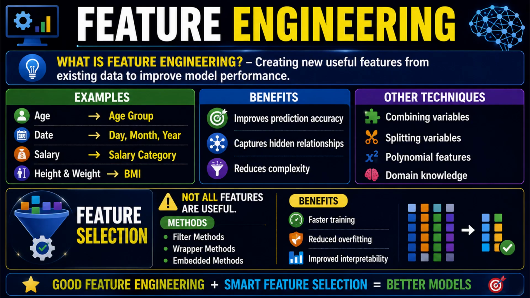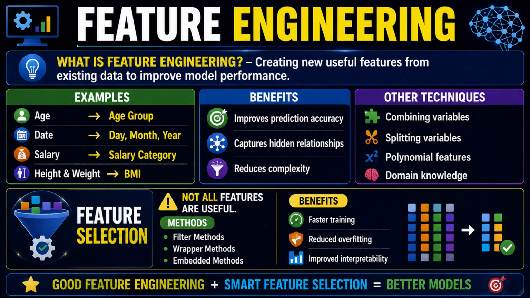Then you go to feature engineering. What is feature engineering? Creating new useful features from existing data to improve the model performance. So instead of using age directly, you can use age group. Instead of day, month, year, you can use date. Instead of salary, you can use salary category, and instead of height and weight, you can use BMI. The benefits are improved prediction accuracy and capturing hidden relationships. Often, a person with domain knowledge can do this very well. It also reduces complexity. There are other techniques also, like combining variables, splitting variables, and so on.